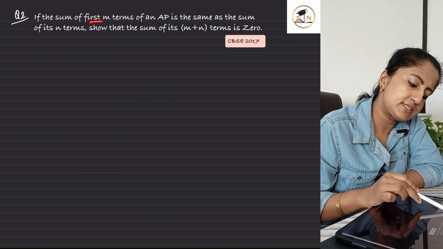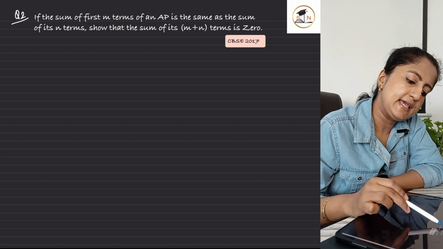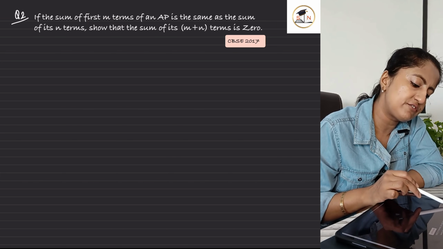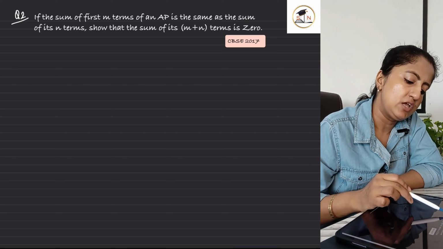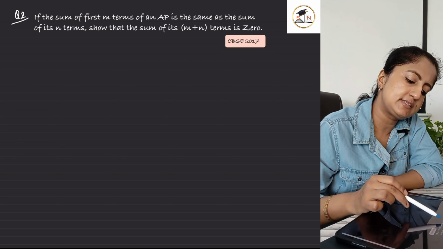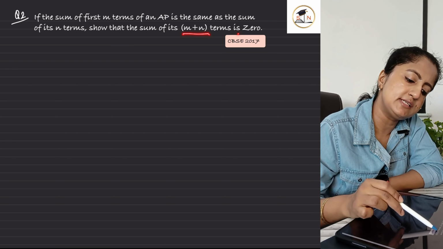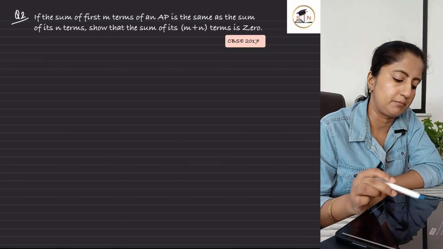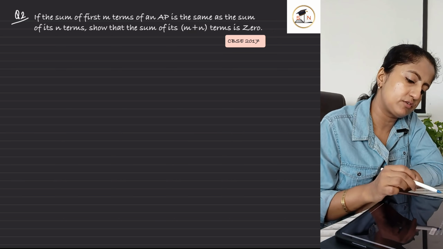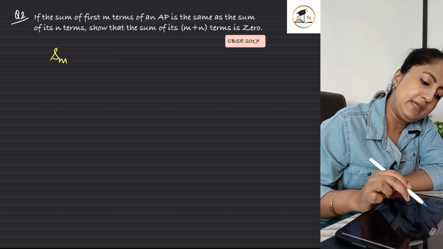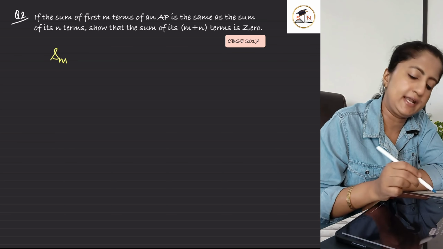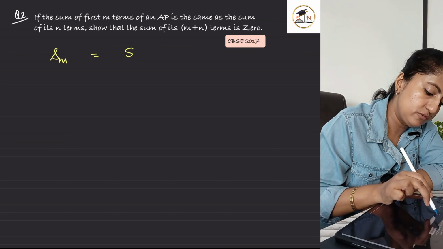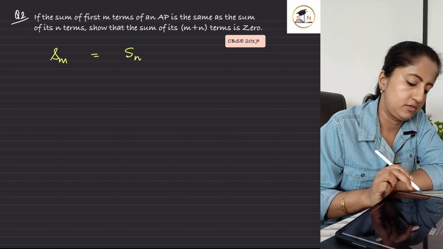If the sum of first m terms of an AP is the same as the sum of its first n terms, then we are supposed to show that the sum of its m plus n terms is 0. Over here, they're talking everything with respect to sum. So let's start writing the information given. Sum of first m terms, Sm of an AP, is the same as the sum of its n terms, that is, equals Sn, right?